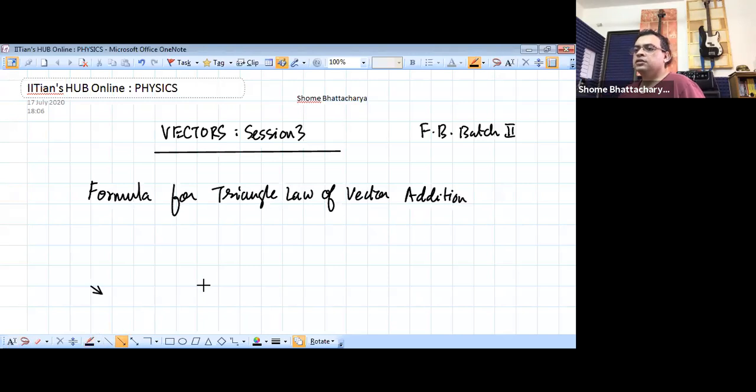So we saw two vectors in terms of the fact that we know the magnitude of the vectors.